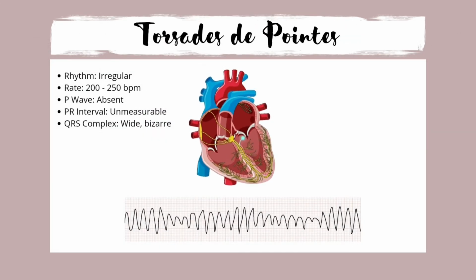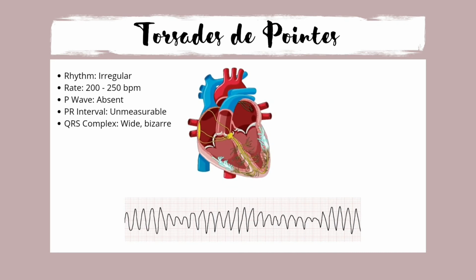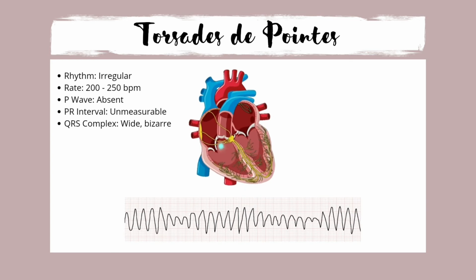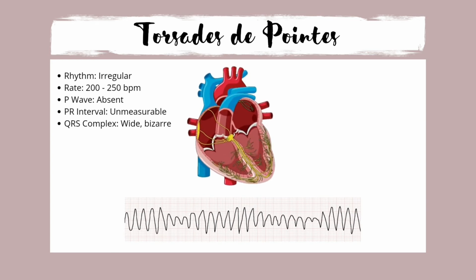Torsades de pointes, TdP, is French, translated as twisting of peaks. It is a specific type of abnormal heart rhythm that can lead to sudden cardiac death. It is a polymorphic ventricular tachycardia that exhibits distinct characteristics on the electrocardiogram, ECG.